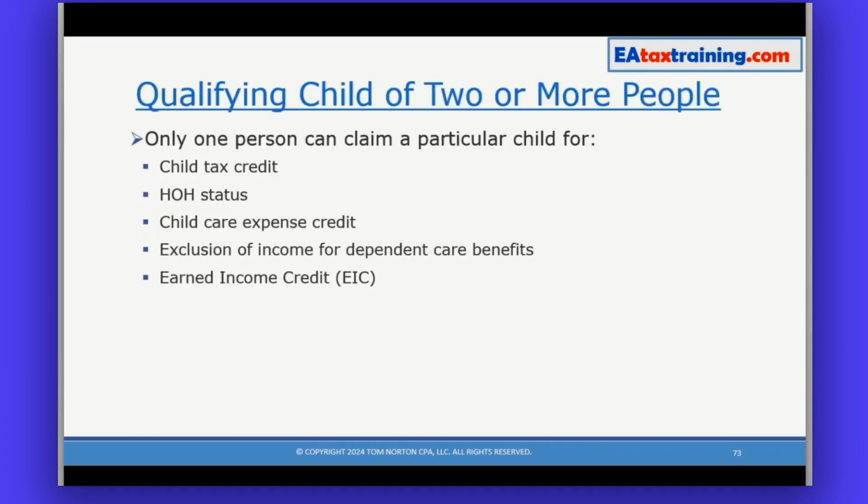What if a person is a qualifying child of two or more people? It doesn't have to be the parents. It could be that both parents qualify, or it could be a parent and someone else, maybe a grandparent or an aunt. The first thing to know, and we already talked about this, is that only one person can claim a particular person as a dependent. In particular for children, only one person can claim them for purposes of the child tax credit, head of household, child care expense credit, exclusion of income for dependent care benefits, and the earned income credit. So both parents can't claim the child, even if both parents happen to qualify for the year.